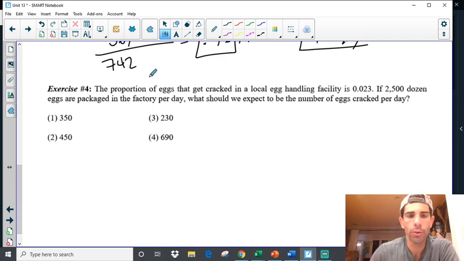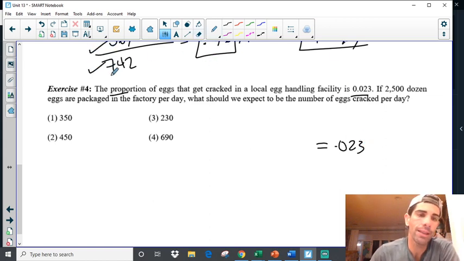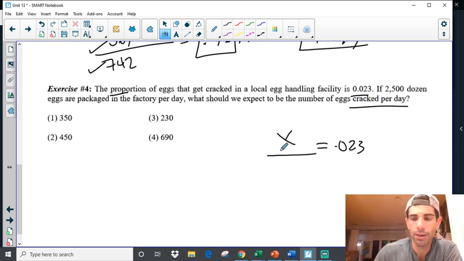Last one. The proportion of eggs that get cracked in a local egg facility is 0.023. If 2,500 dozen eggs are packaged in a factory per day, what should we expect to be the number of eggs cracked per day? So we know that the answer is 0.023. In the last one it was 0.76, so I knew how many there were and what the total was. In this question, I need to know how many cracked out of the total to give me 0.023.